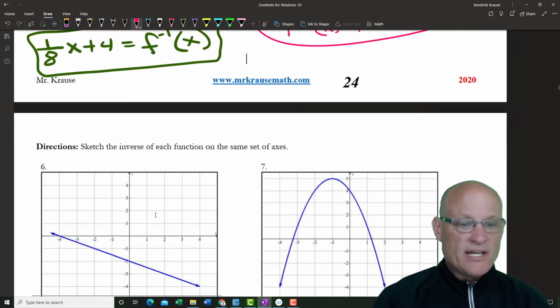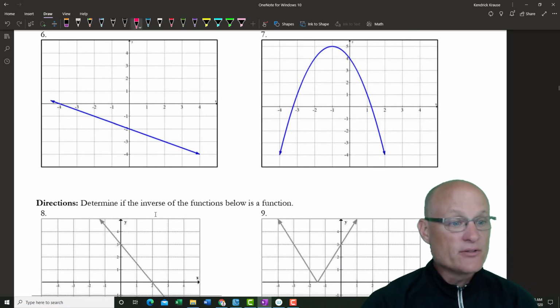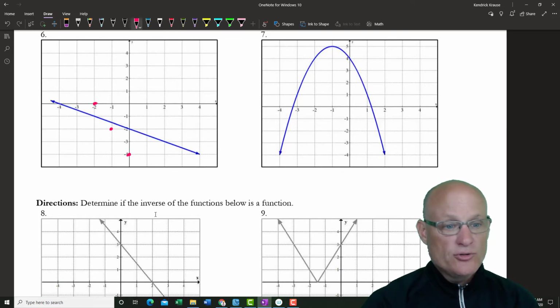Inverse notation. Now we're going to sketch. Now in order to sketch, what you need to do, and I would grab a different colored pen, is to find all the nice points. (-4, 0), (0, -4). (-2, -1), (-1, -2). (0, -2), (-2, 0). (2, -3), (-3, 2). (4, -4), (-4, 4).